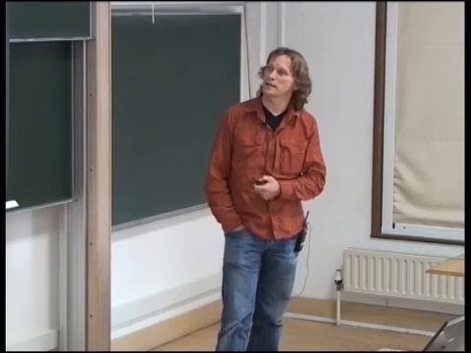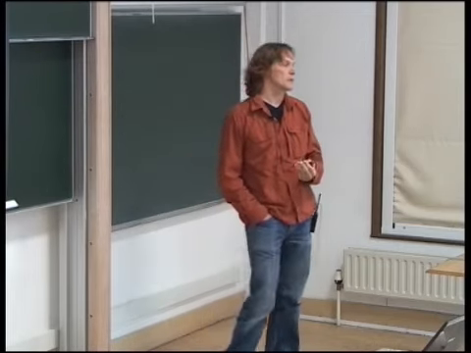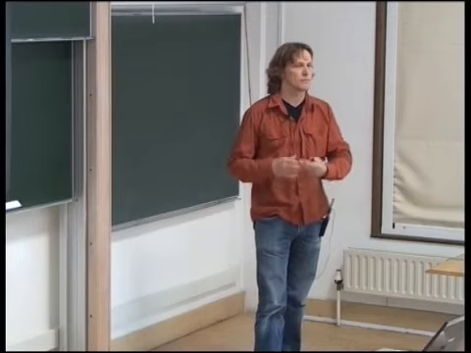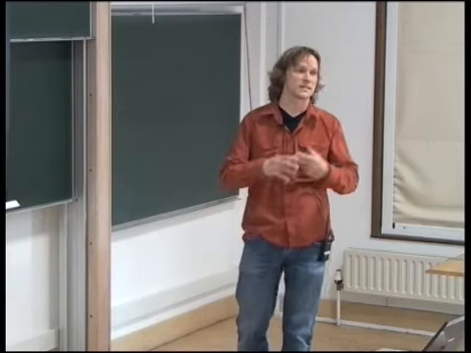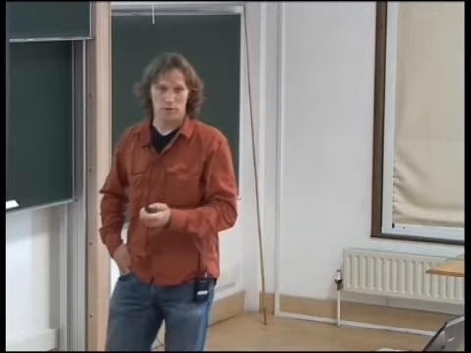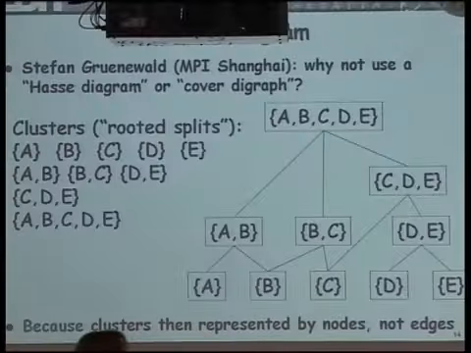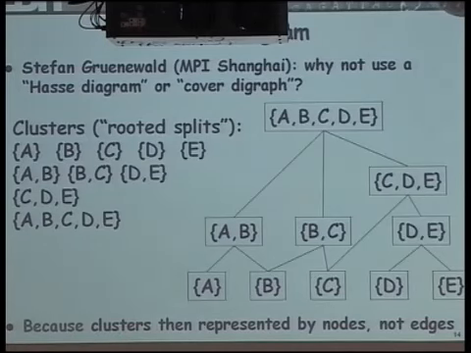But the reason why people don't use that to represent incompatible cluster sets instead of split networks is because in this kind of network, the clusters are represented by nodes and not by edges. And we like to have the edges representing the ways that things get split because we want to give them different edge lengths and so on. And that's not possible. You can't. I mean, this would be quite unintuitive to biologists also.